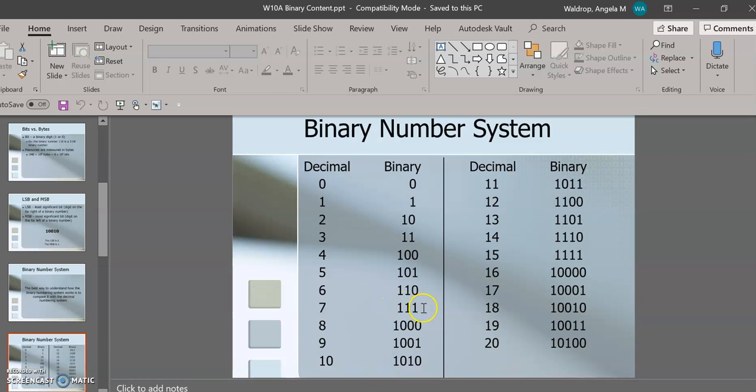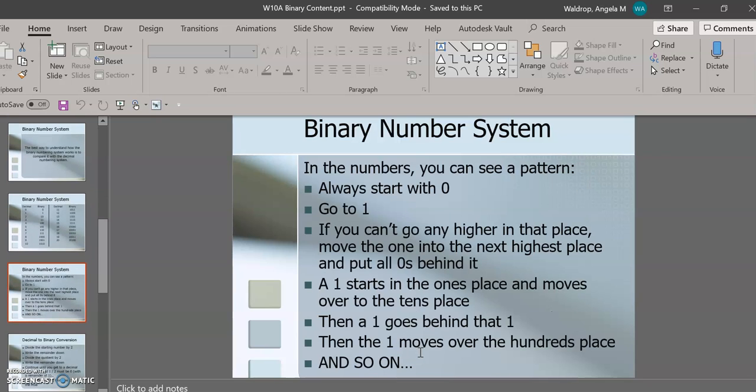Once all the digits are filled with 1s, then we move over to the next place, and all the numbers behind it become 0, and we keep moving forward. Okay, and this is the explanation of that in words. So you can read that when you have time.